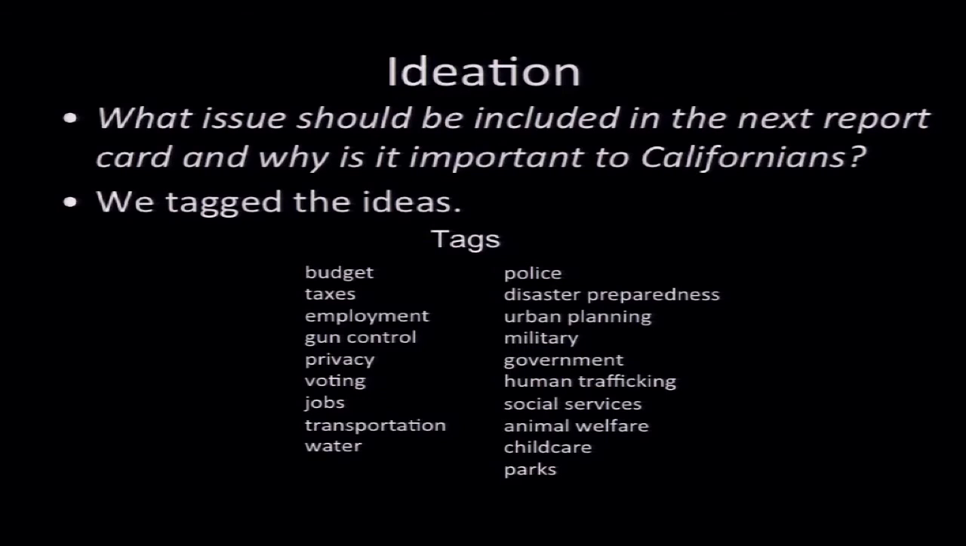So how did we analyze this? We tagged the ideas with general topics. We went through them and wanted to see how they worked on a coarser level. The question we had asked was, what issues should be included in the next report card, and why is it important to Californians? You can see what people gave. We pruned out some ideas that were too similar to our original six questions, so we could focus more on the future and on what we came up with that's new. Here's the breakdown.